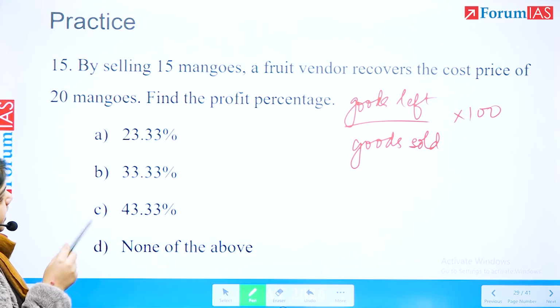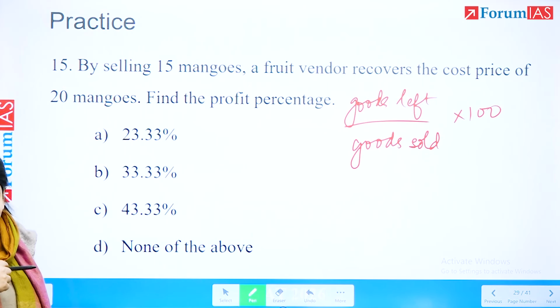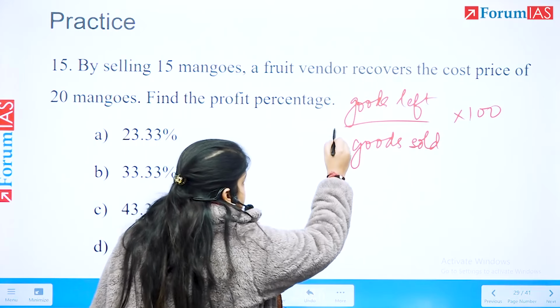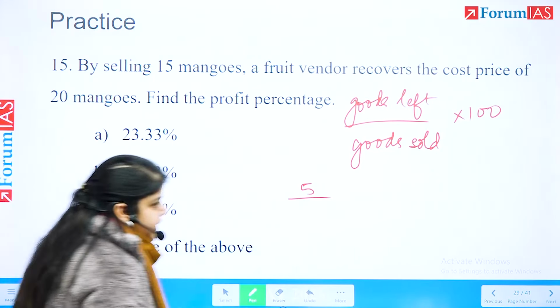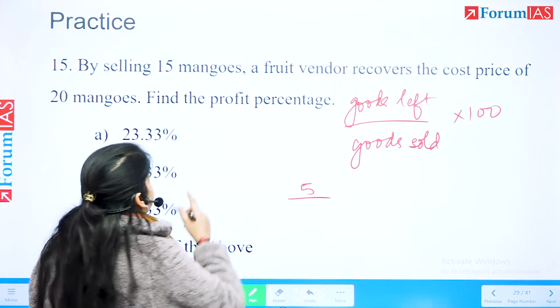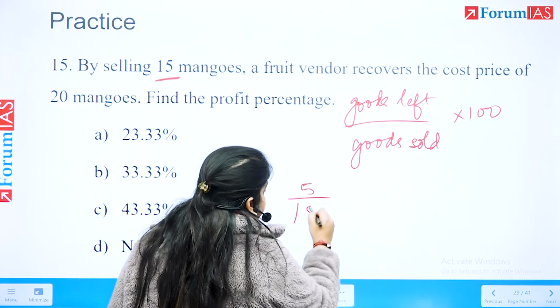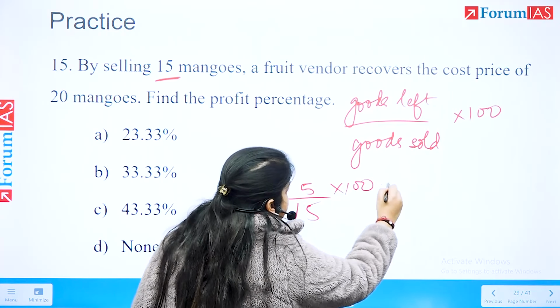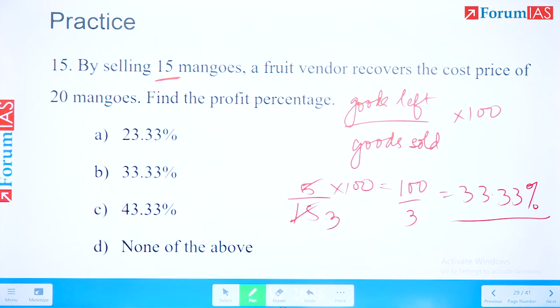Selling 15 mangoes, he recovers the cost price of 20 mangoes. So how many mangoes is he left with? 5. So goods left, 5. How many goods did he actually sell? 15. 15 is what he sold. 5 by 15 into 100 equal to 100 by 3 equal to 33.33%. This is formula number 2. Shortcut number 2. Goods left upon goods sold into 100. 33.33%. Okay? I hope you can see how to do this.